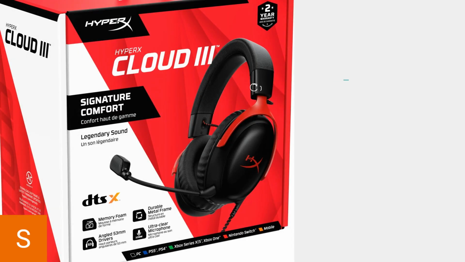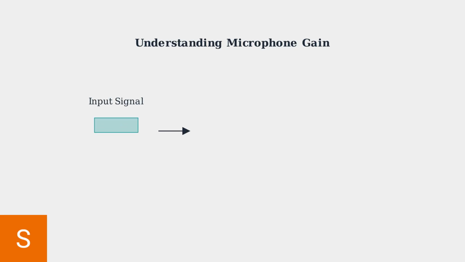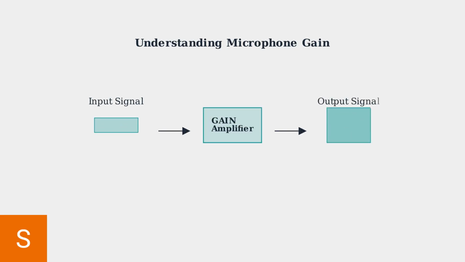The HyperX Cloud 3 is a popular gaming headset, but many users experience microphone volume issues that affect clear communication during gaming and streaming. To fix this issue, you need to understand microphone gain. Gain is the amplification level applied to your microphone's input signal. Think of it as a volume booster for your voice.